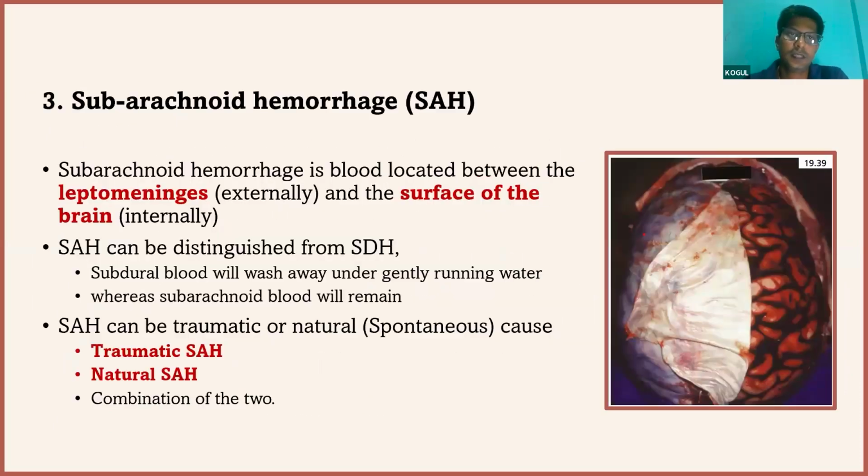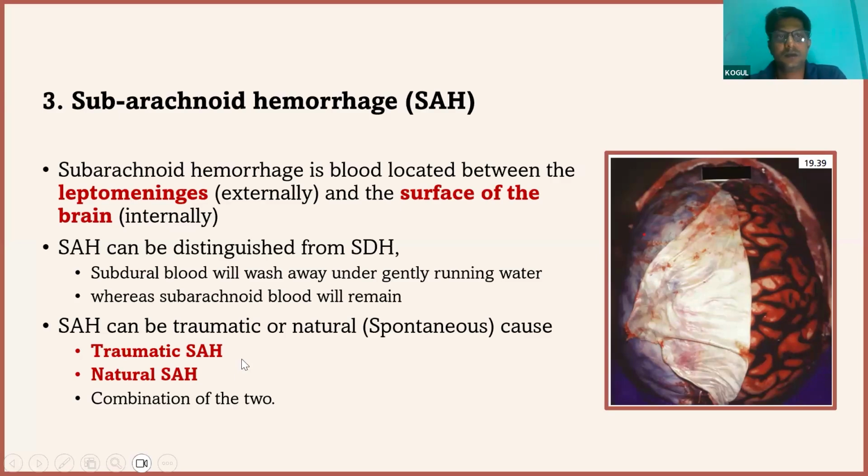And then third is subarachnoid hemorrhage. Subarachnoid hemorrhage means it's inside the subarachnoid space, over the pia mater, over the brain. How do we differentiate SDH from SAH? SDH is above the subarachnoid. When we wash it out during the autopsy, it will go away. But SAH does not go away because it's inside the subarachnoid, which covers the brain. Here you can see it goes into the sulcus and gyrus, so even after washing it persists. That's why we differentiate SDH from SAH.